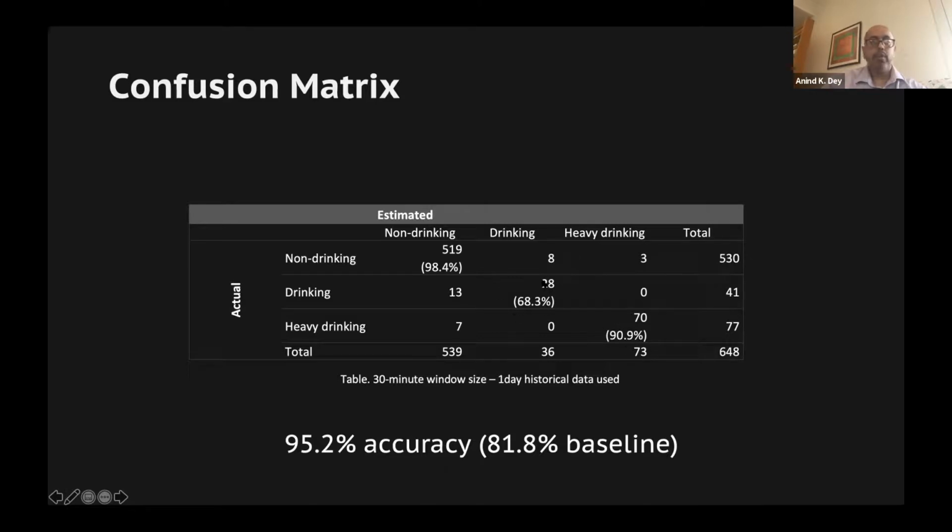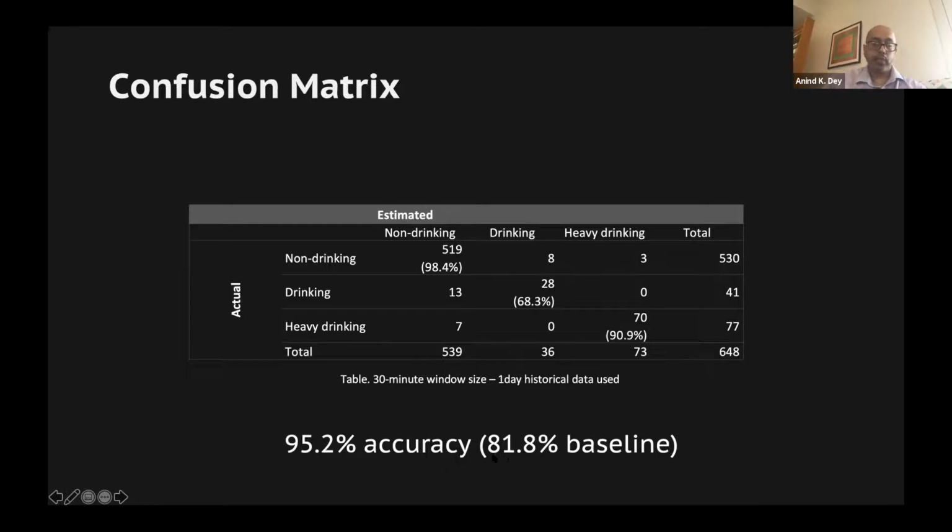But where it made most of its mistakes was in detecting the light drinking episodes. So it confused those not for heavy drinking, but for non-drinking episodes, and we're still trying to understand why. When the classifier made mistakes on heavy drinking, it misclassified those as non-drinking as well. So there's a bias towards non-drinking, not surprising given the data we see. But overall, you get about 95% accuracy.